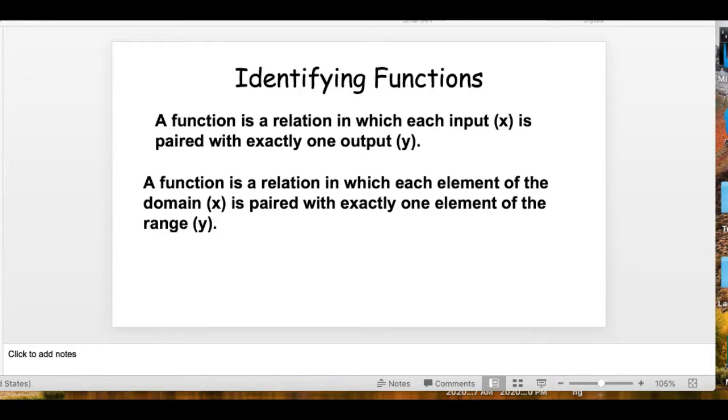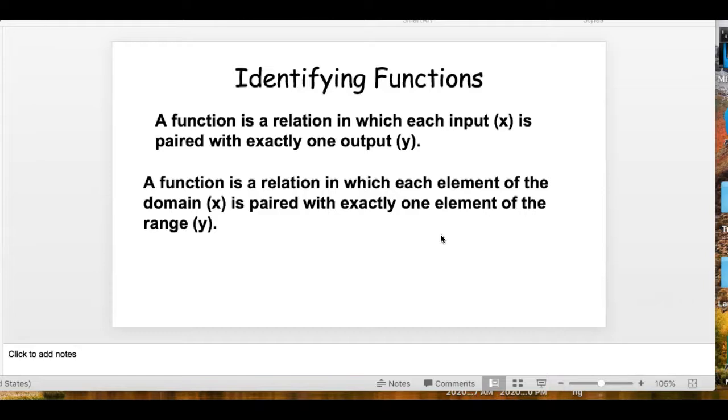By definition, a function is a relation in which each input, that is the x, is paired with exactly one output, that's the y. That second definition says a function is a relation in which each element of the domain is paired with exactly one element of the range. Things that I need you to pay attention to is right here where it says exactly one output, exactly one element of the range, exactly one y. So on these tests, when you see that exactly one, that one correlates with the y variable, the output, and the range.